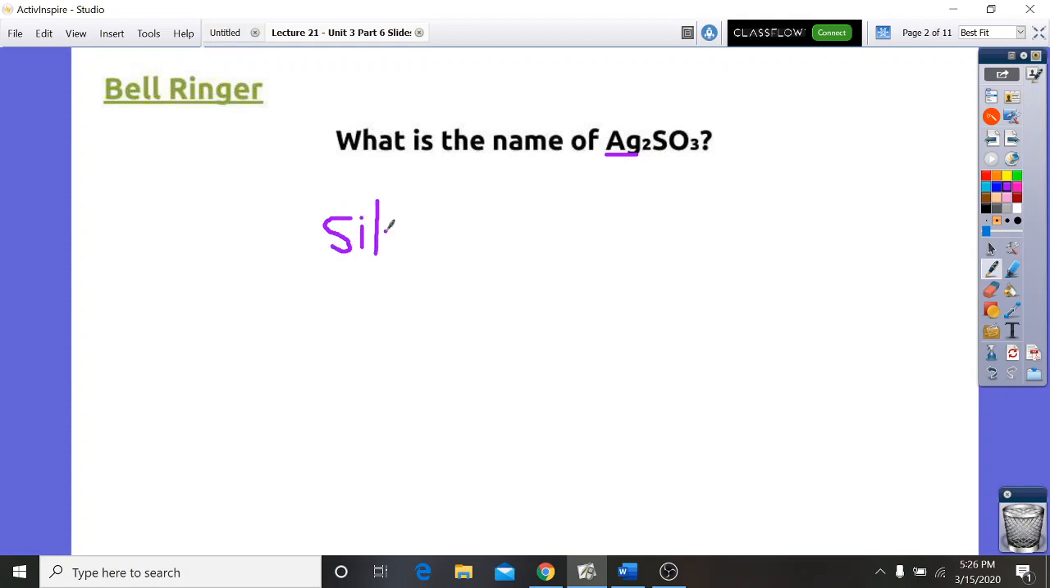Just bear with me with writing with this. Not really used to it, so here we go. Okay, silver. Silver something, though. And we're going to figure out what that something is and put it in these very nice parentheses that I just drew. And so now we're going to look at SO3. SO3 is sulfite. Sulfite with an I. You get the drift here.